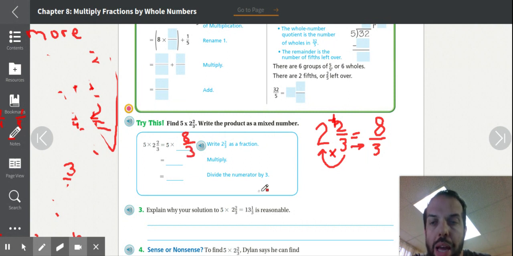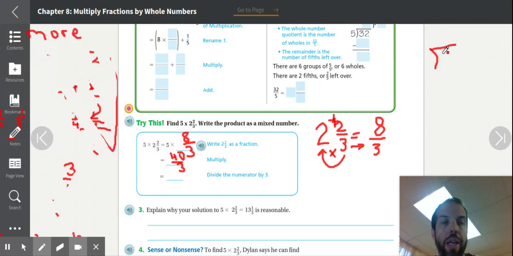Okay, so now let's multiply. That's our second step. All right, all this is 3 steps. Change the mixed number into a fraction and then multiply. What's 5 times 8? It's going to be 40 thirds. Okay, now finally divide. We change it back into a mixed number. So what's 40 divided by 3?